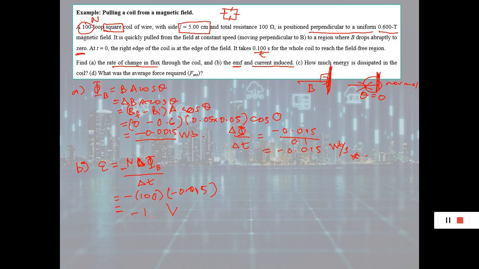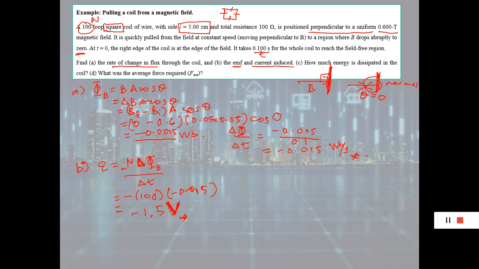So this one is negative 1.5 volt. Right. So I just want to tidy up the writing. So this is the volt, 1.5 volt. Alright, so this is for EMF.